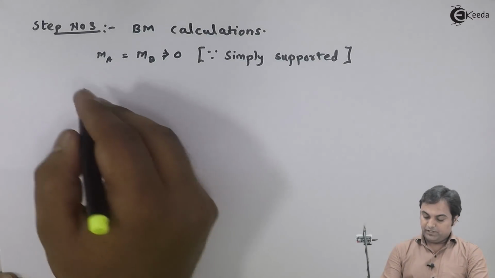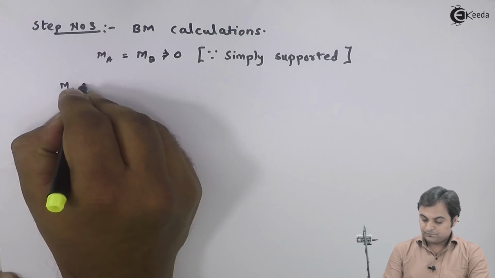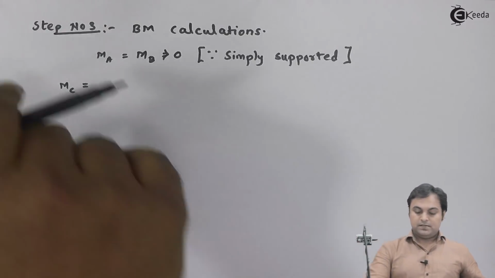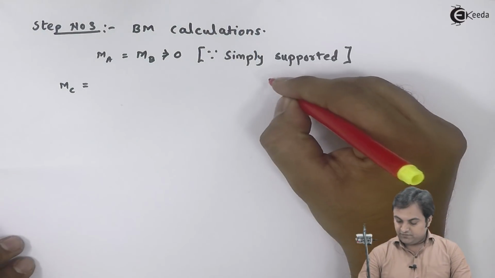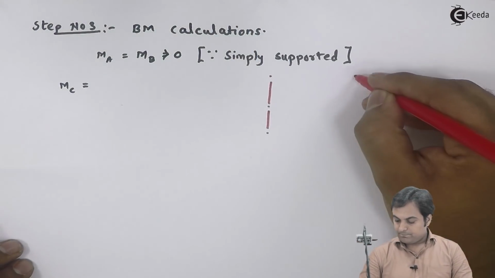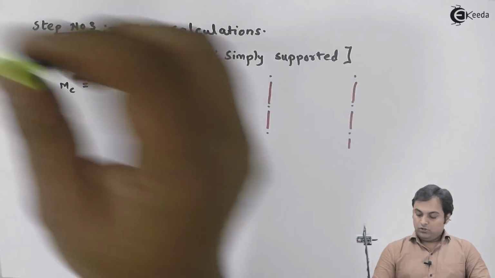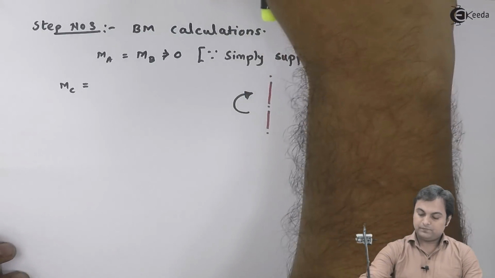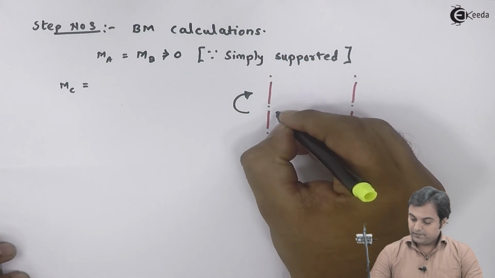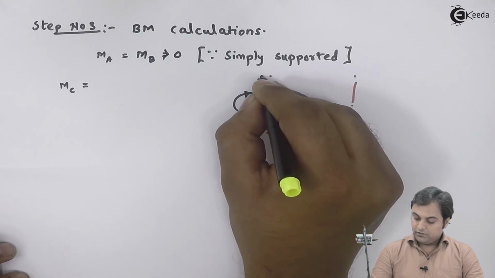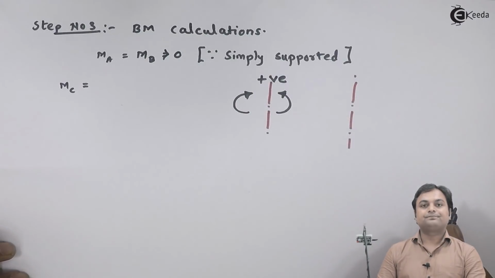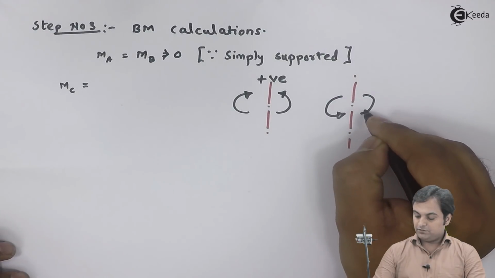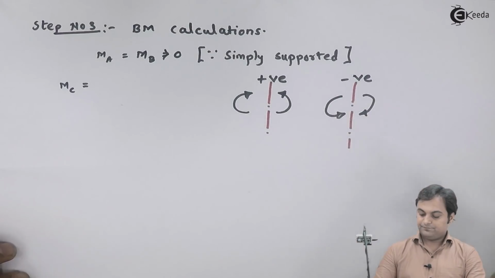Next I need to calculate moment at C. For calculating moment at C, first I will give you all the sign convention. Clockwise moment to the left and anti-clockwise moment to the right, they are taken positive. Anti-clockwise moment to the left and clockwise moment to the right, they are taken negative.